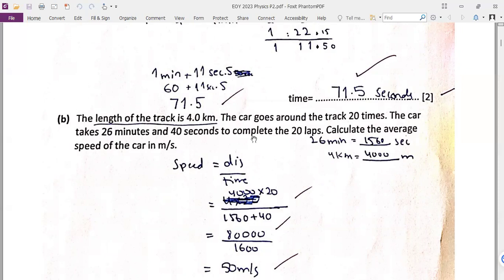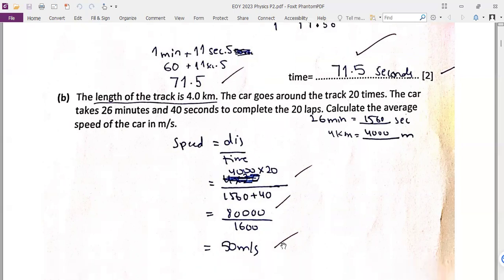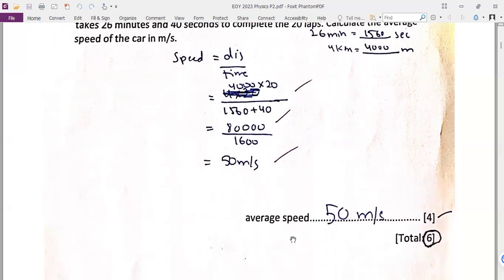20 laps take 26 minutes and 40 seconds to complete. Calculate the average speed. So the distance is 4,000 meters for 20 laps, and then we have the time, given as 26 minutes multiplied by 60, add 40 seconds, which gives you total seconds. Because it is asking for meters per second, you have to convert the kilometers into meters, minutes into seconds, and then calculate. And this is the answer.